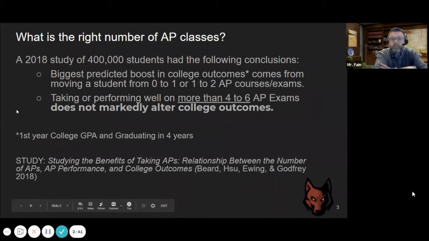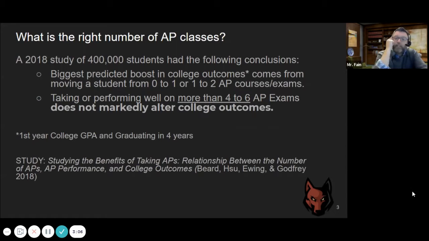One of the first questions sometimes students ask counselors is, how many advanced or AP courses should I take? And rather than just give you a personal opinion, we did some research. There was a study done in 2018, over 400,000 students across the country. And the purpose of the study was to figure out how many AP classes a student needed to take for there to be a better college outcome.